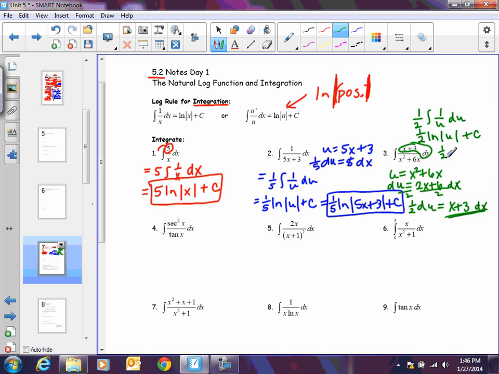My final answer being 1/2 natural log. And then make sure you write your u correctly. And I'm going to do the rest of these on another sheet of paper so that I have more room and I can write bigger. Does that sound like a good plan to y'all? Okay.